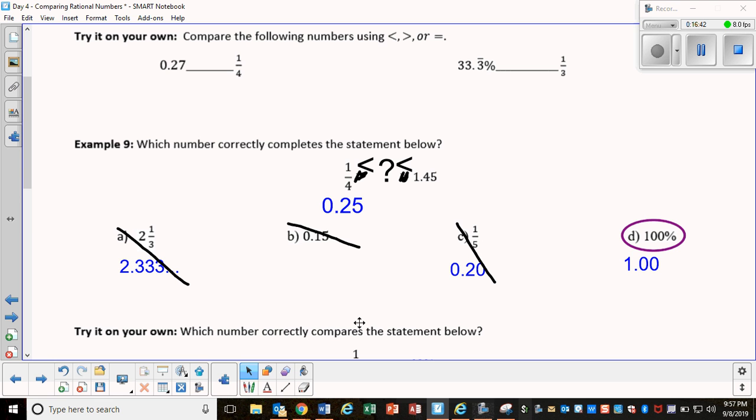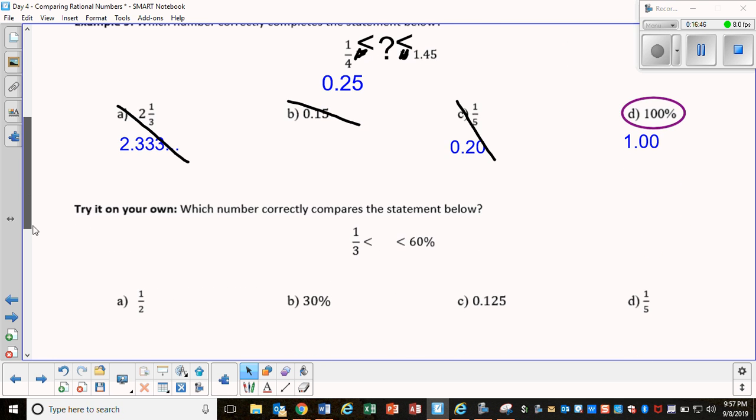Okay? So you have one last thing to try on your own. Try your best. Remember, these inequality symbols just mean that you're looking for the number that goes between 1/3 and 60%. If you have any questions, write them down.